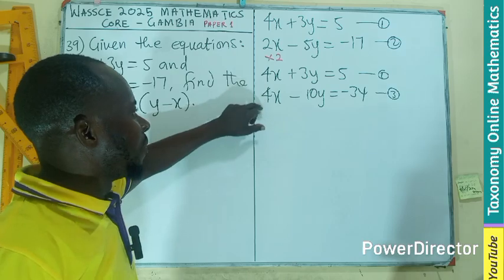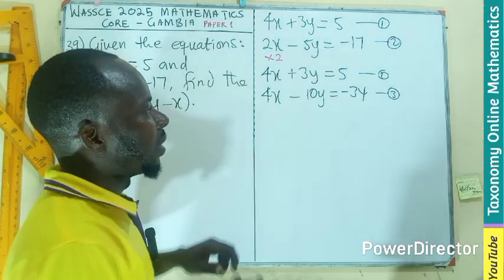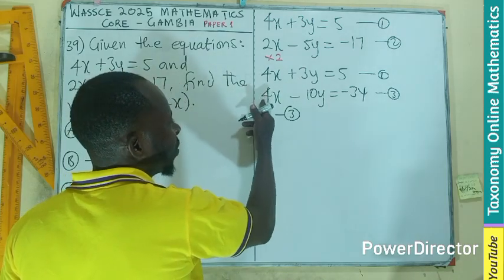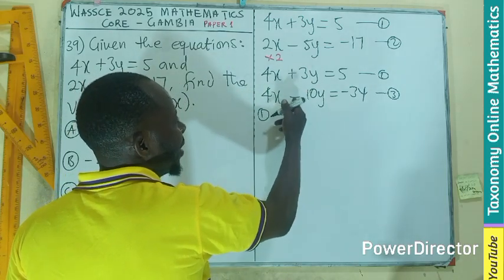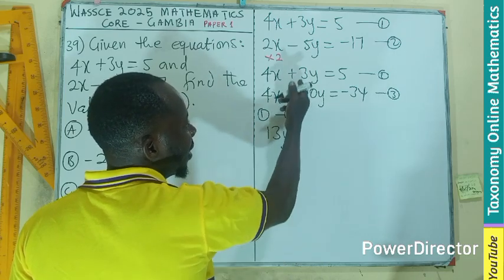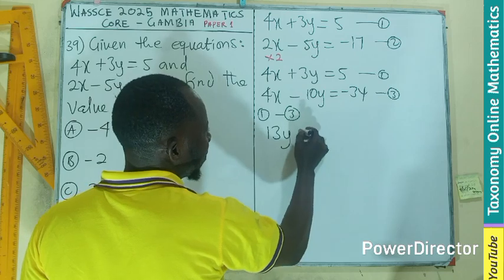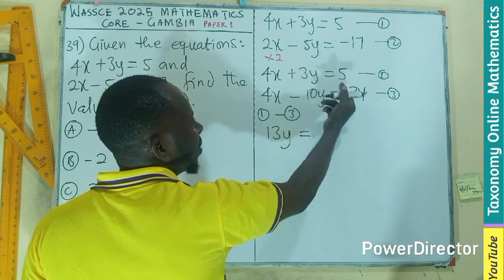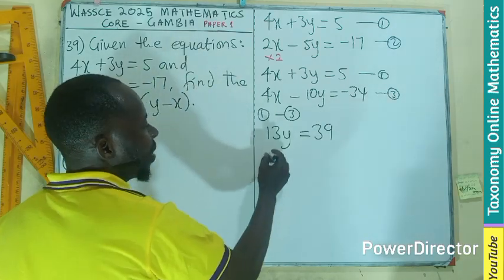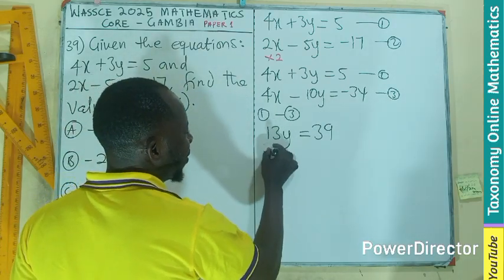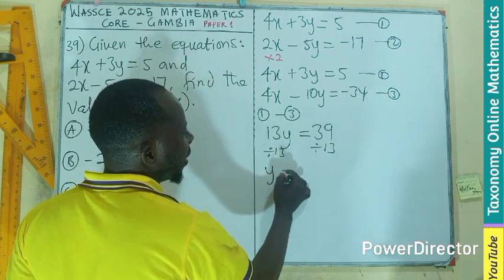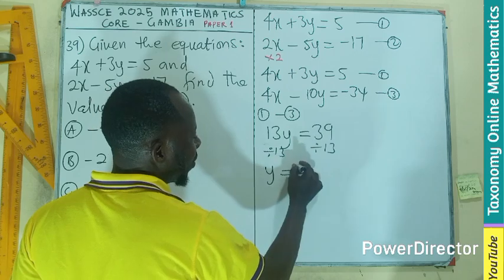Now we have the same value here, so we perform subtraction. Equation 1 minus equation 3: 4 minus 4 is 0. 3 minus negative 10 gives positive 13, right? 5 minus negative 34 will be 39. So let's divide both sides by 13. This is going to be y equals 3, okay.